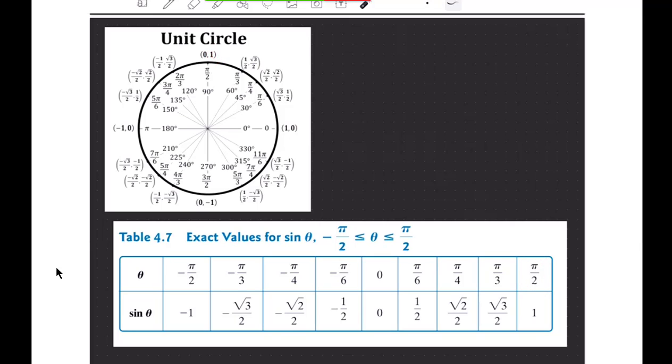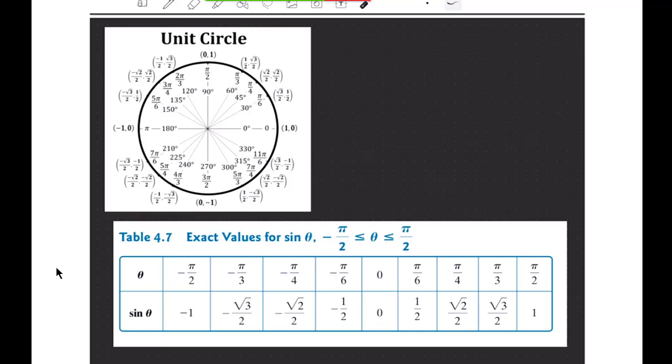So when I go to do my negatives, where's negative pi over 6 going to be? -1/2. It's just going to be right here. Where's negative pi over 4 going to be? -√2/2. Where's negative pi over 3 going to be? -√3/2. And where's negative pi over 2 going to be? -1. We're so good with this.